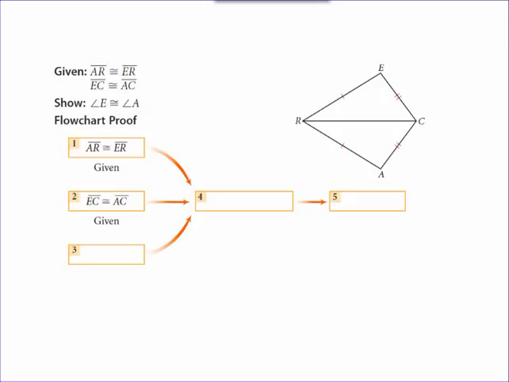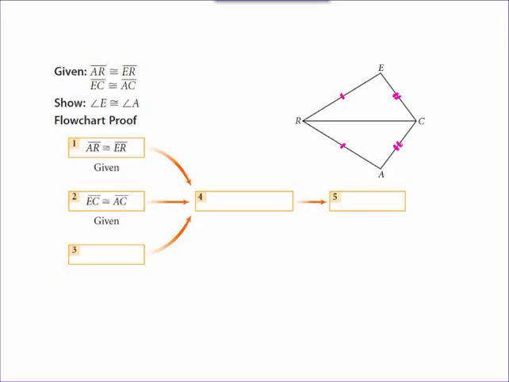So notice what it says. It says given AR is congruent to ER. So that is marked. Also, you're given that EC is congruent to AC. You need to show that E is congruent to A. So what they've done is they've started with these two statements, and those are our given statements.